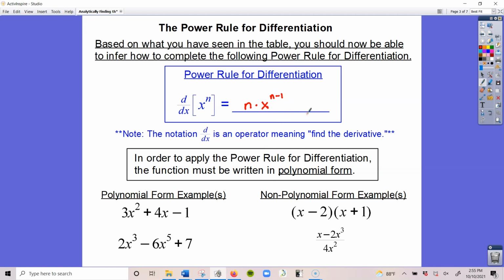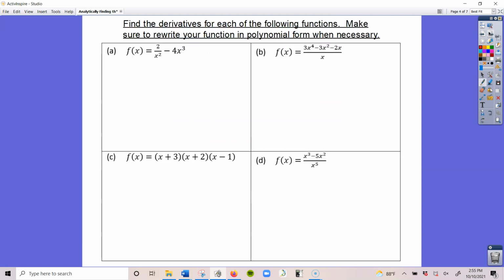Now in order to apply this power rule, your function has to be written in polynomial form. These are examples of polynomial form and non-polynomial form. Polynomial form is when you have one term added or subtracted to other terms, versus non-polynomial form, which is here, for example, where we have multiplication, or here when we have division. So sometimes, in order to find a derivative, we're going to need to rewrite our function.